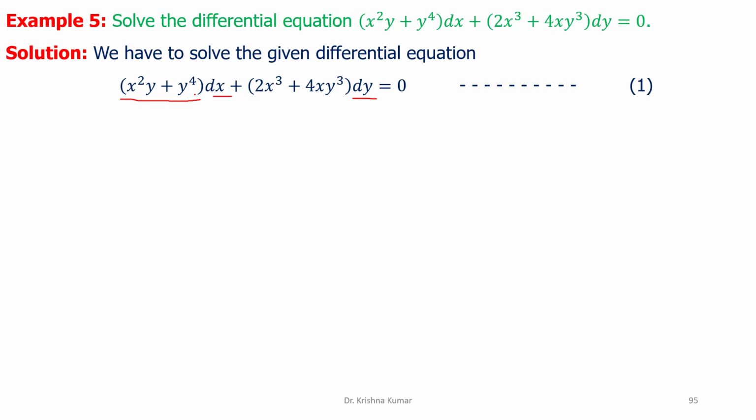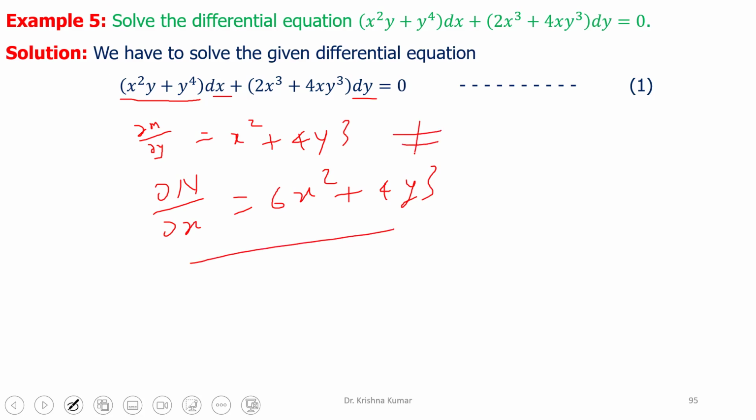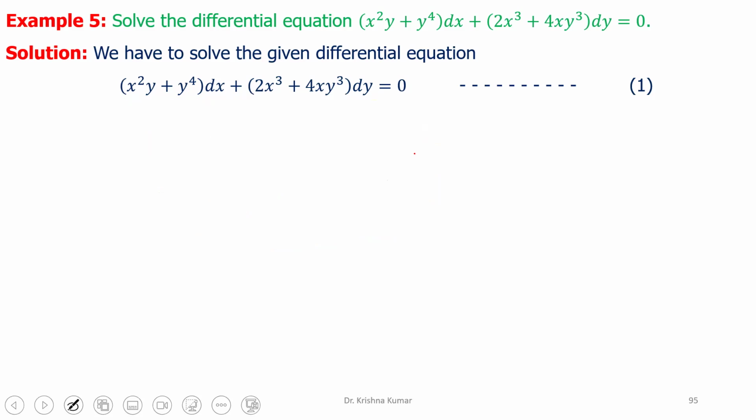If we check it, it will not be an exact differential equation. What is ∂M/∂y? ∂M/∂y is equal to x² + 4y³, and ∂N/∂x is equal to 6x² + 4y³. Clearly these two are not equal, so it is not an exact differential equation. Now it may be reducible to an exact differential equation.